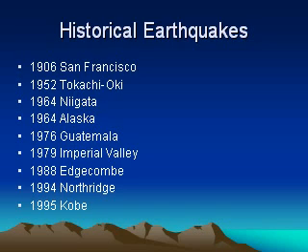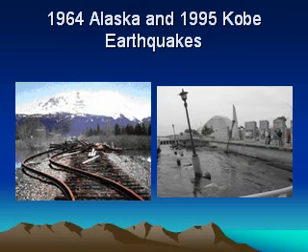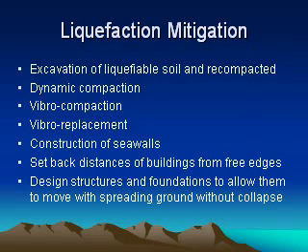Historical earthquakes that have experienced lateral spreading date back from 1906 San Francisco to most recently the 1995 Kobe earthquake. And all these earthquakes listed here have experienced a tremendous amount of distress due to lateral spreading. The picture on the left shows the 1906 San Francisco earthquake, and on the right we've got the 1964 Niigata earthquake. Both of these show significant distress, one to roadways and one to bridges. The picture on the left shows destruction of a railroad line in the 1964 Alaska earthquake, and on the right we see destruction near water for the 1995 Kobe earthquake.